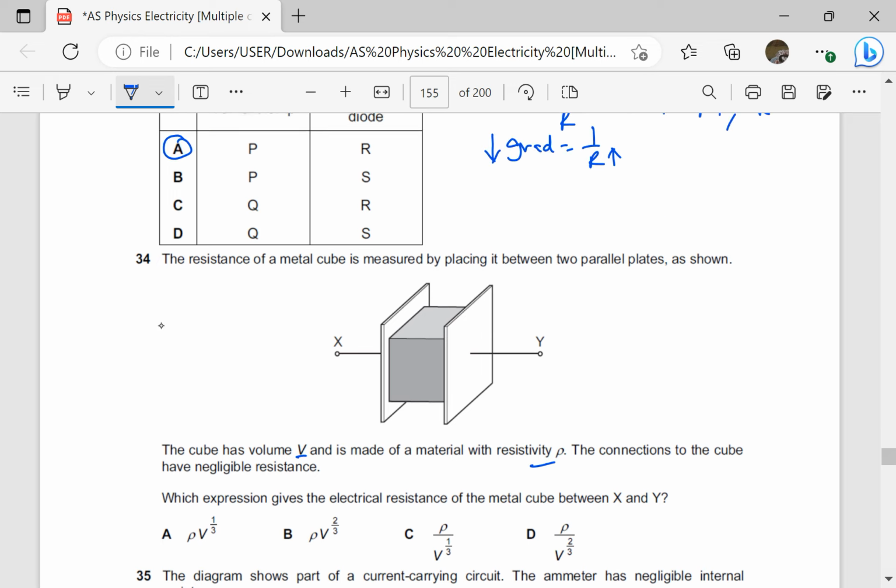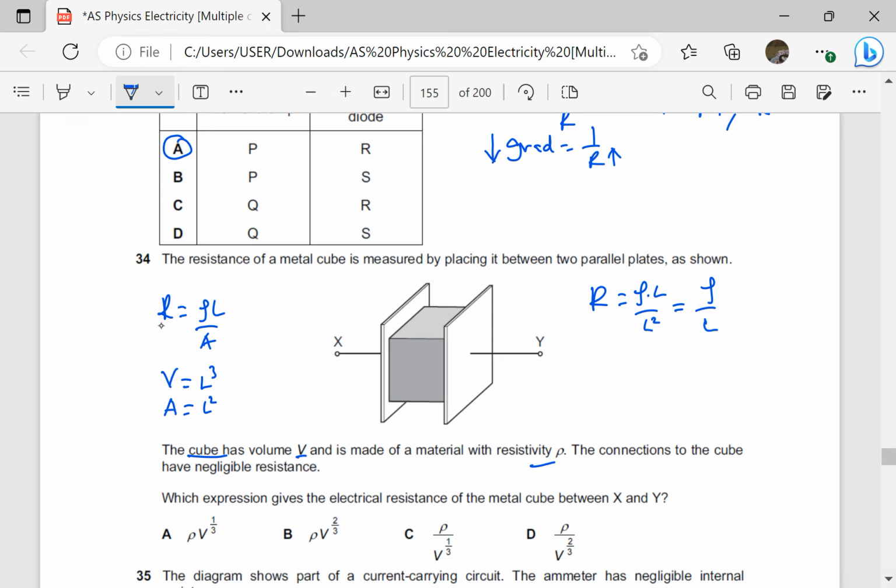So we know that resistance is equal to rho L over cross-sectional area. It is a cube, so the volume of the cube is equal to L cubed. And remember, the area of the cube is going to be L squared. So the resistance is going to be rho times L over L squared, which is equal to rho divided by L, because one L cancels.